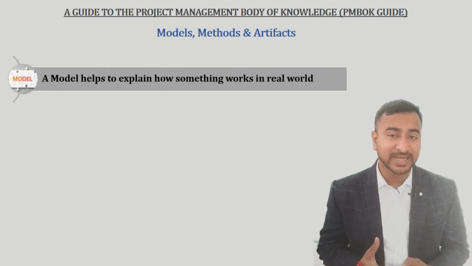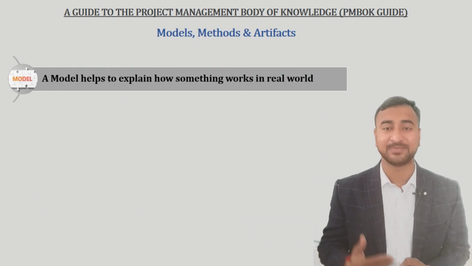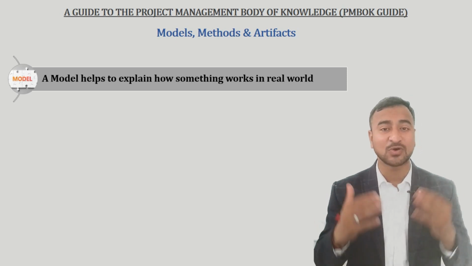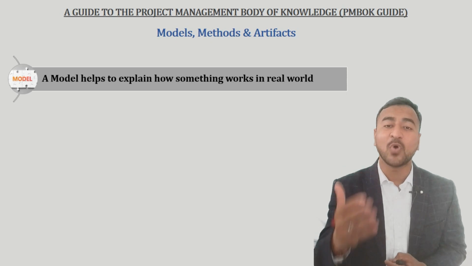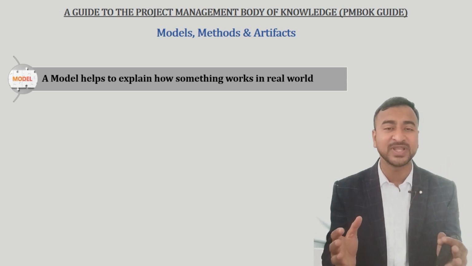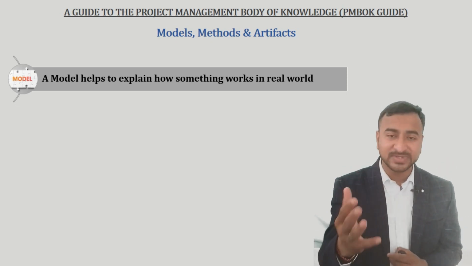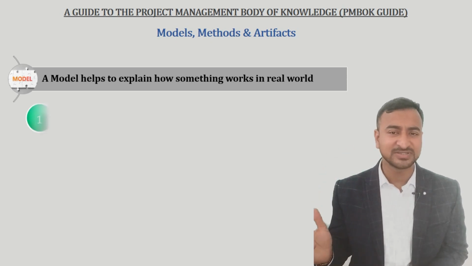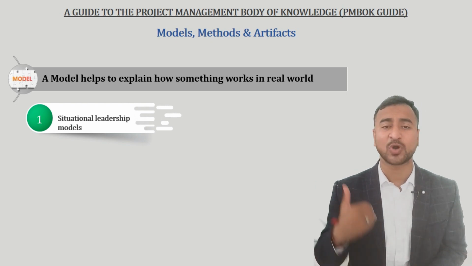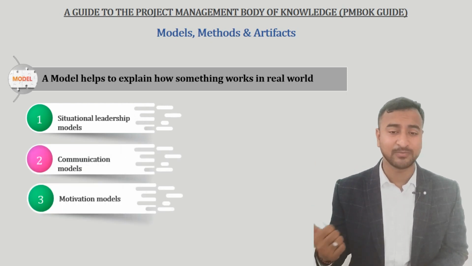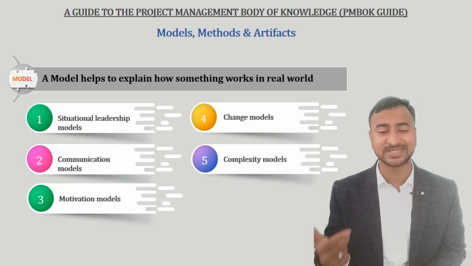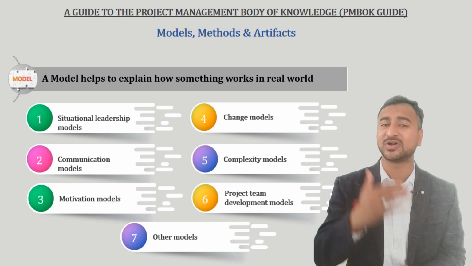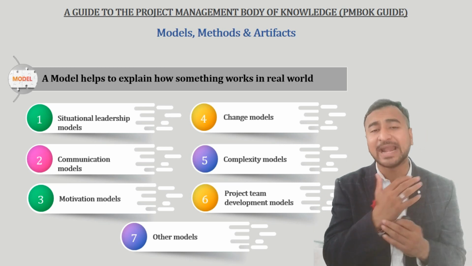Now let's go to the next slide, which is models, methods and artifacts. So what do you mean by a model? Let's discuss step by step. A model is a description of a thinking strategy to explain a process, framework or phenomenon. A model helps to explain how something works in the real world. In upcoming sessions, we will discuss different models, like the situational model, communication model, motivational model, change model, complexity model, project team development model, and other models like the Cynefin framework, Tuckman ladder, theory of needs, and many more.